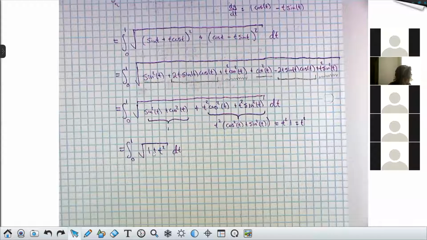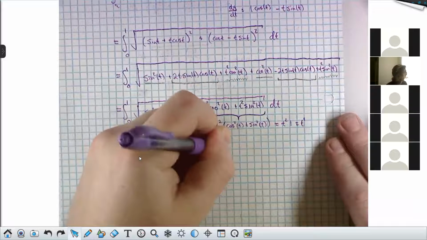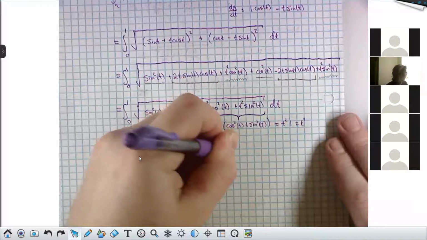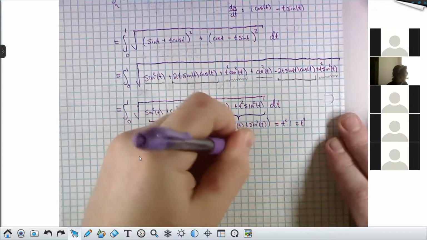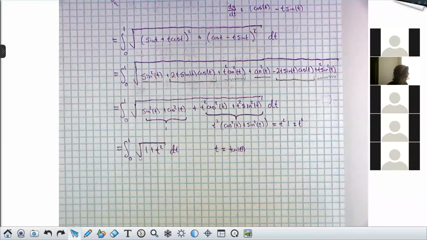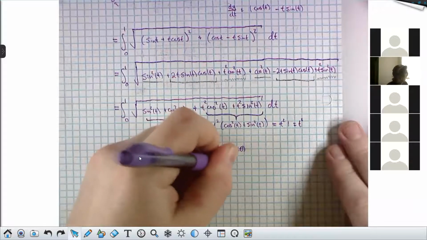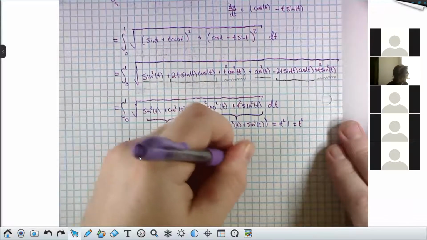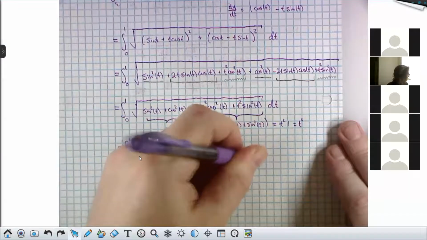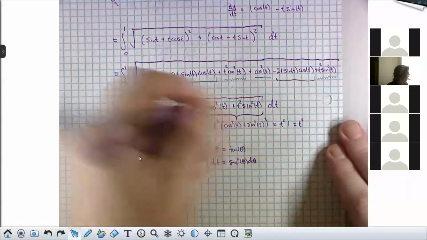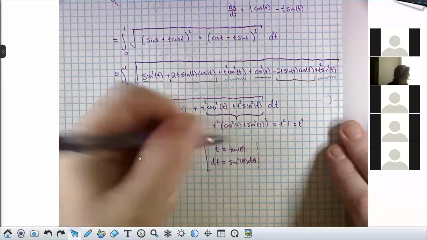This is like t squared plus a squared. This is a tangent substitution. To do this integral, we substitute t equals tan theta, which means dt is secant squared theta d theta. And we also change our bounds.